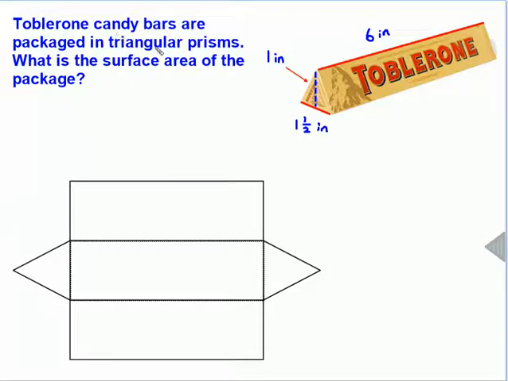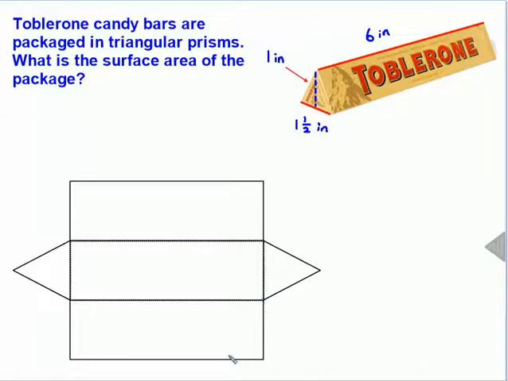Toblerone candy bars are packaged in triangular prisms. So we've got this nice triangular prism-shaped package over here that our chocolate bars are put in. What is the surface area of the package? I want to find the surface area of this package, all of the sides added together. Well, that means I'm going to have to find the surface area of each side of that package.